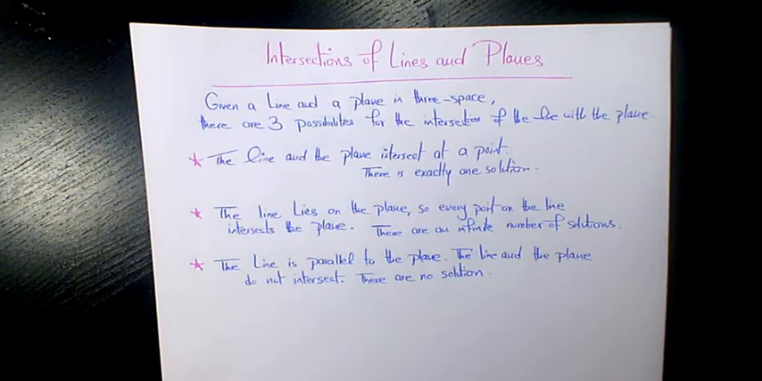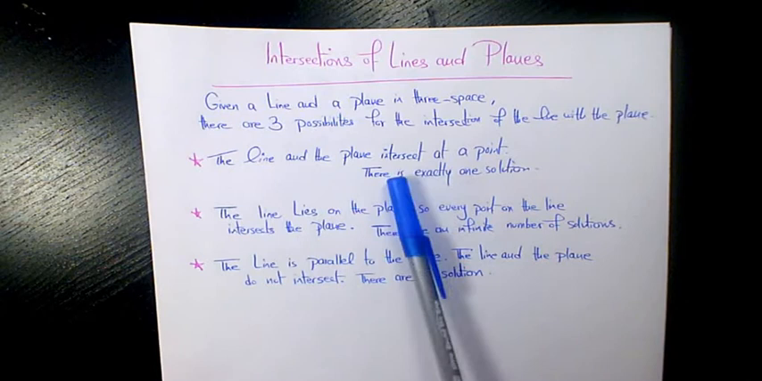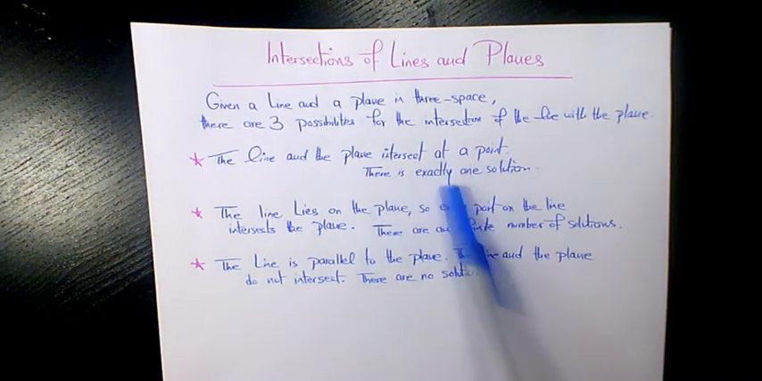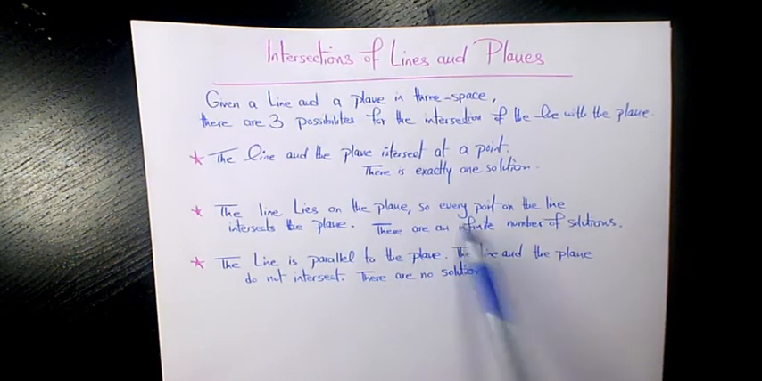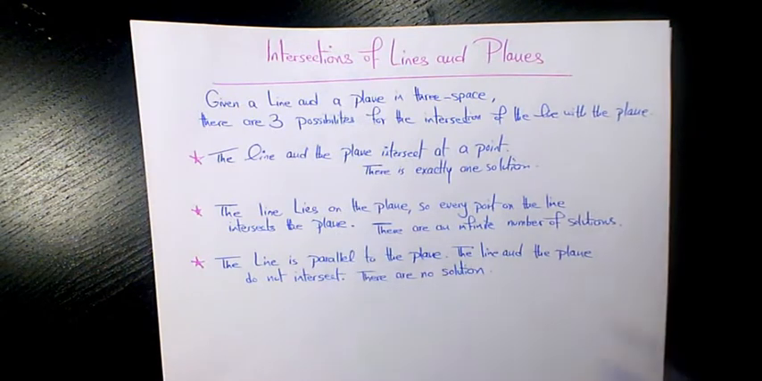In this video I want to show you how to find the intersection between lines and planes. We have three possibilities. The first possibility is the line and the plane intersect at a point and there is exactly one solution. The second possibility is the line lies on the plane, so every point on the line is also on the plane as well. So we have an infinite number of solutions. And the third one, the line is parallel to the plane and there is no solution because they don't intersect.